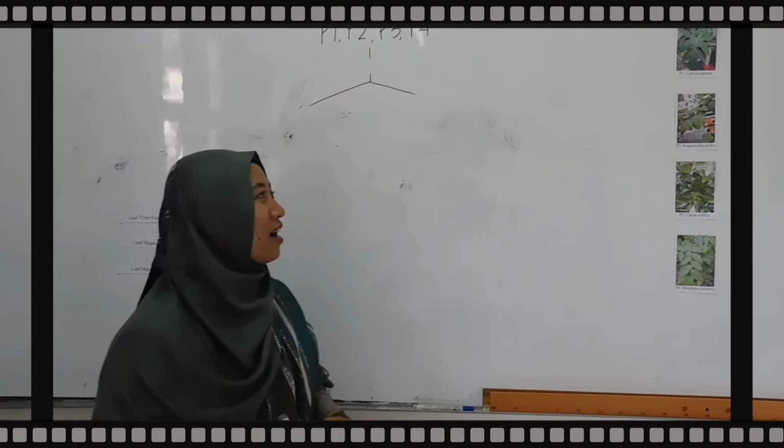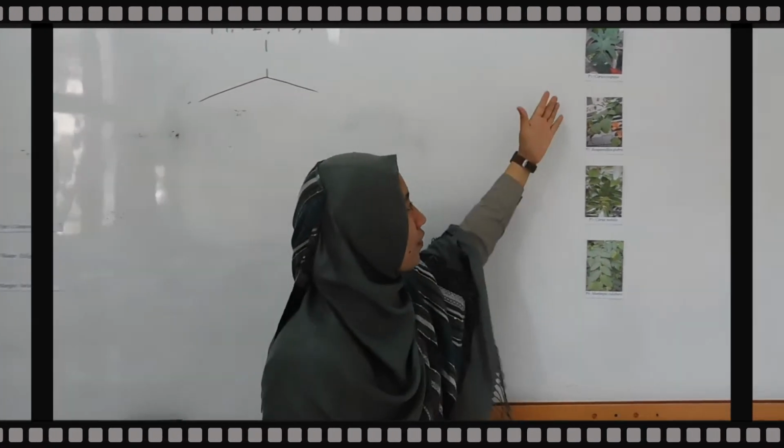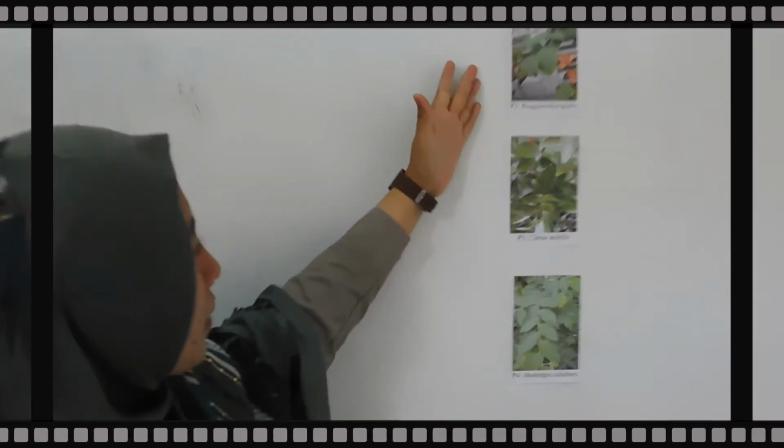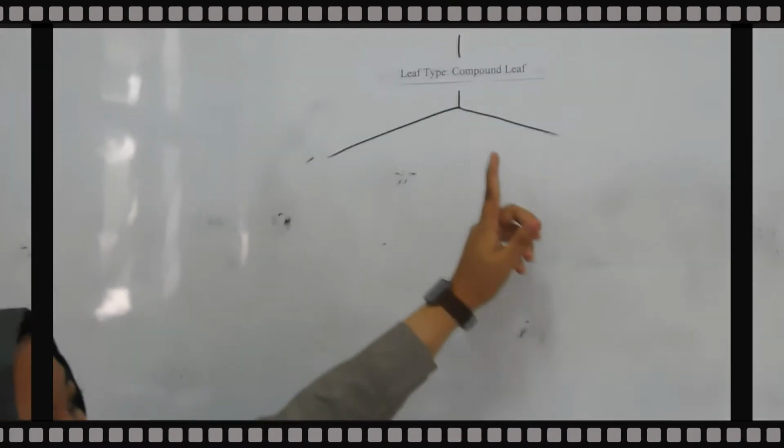Okay, today we are going to discuss the dichotomous key. For today we have 4 plants: plant 1, plant 2, plant 3 and plant 4. First, let's see based on the leaf type. Okay, this is the compound leaf.